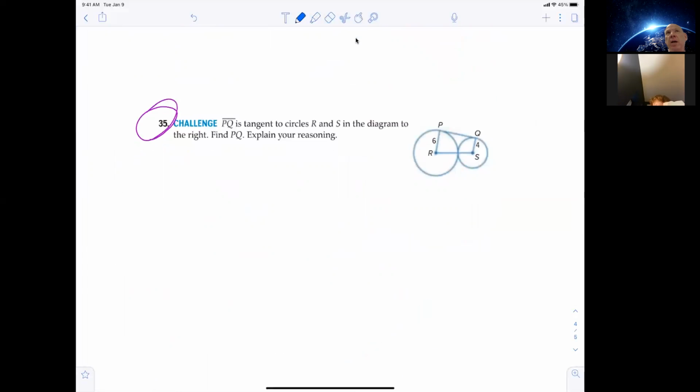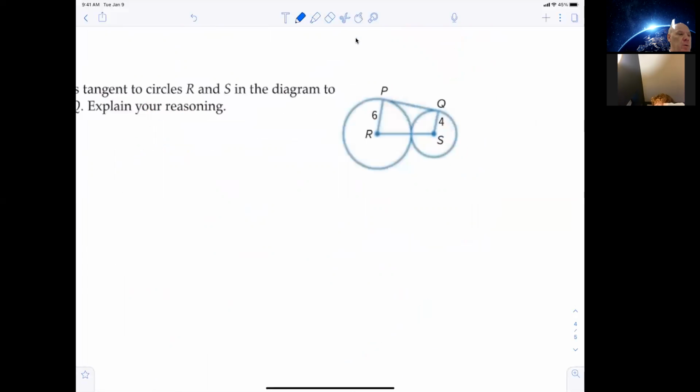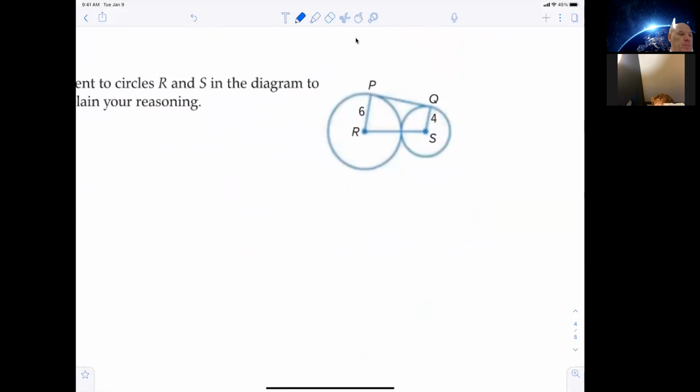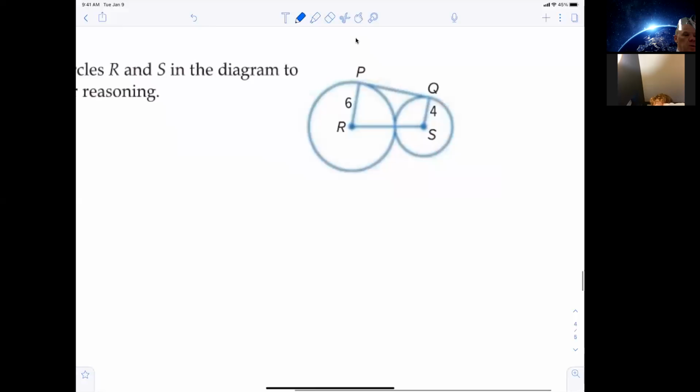Was anybody able to figure it out? Tell me. Good job, Mr. Varner. So if you draw, I think it's called like an altitude or something, from S over to the line PR and cut off. Look right here. That's the key. Very nice work, buddy. Very nice.